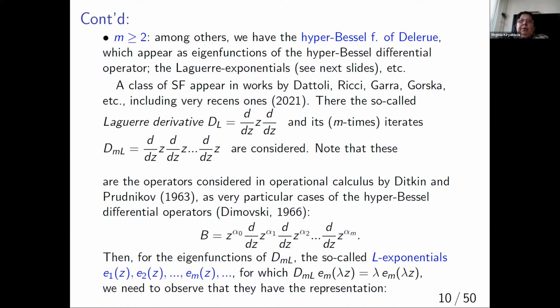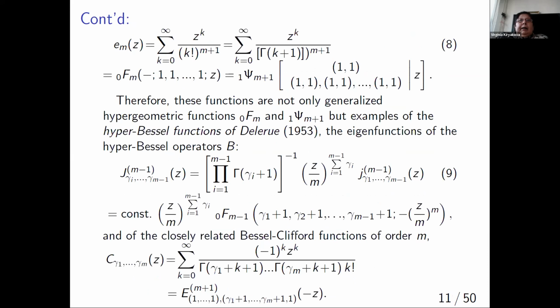So based on this, we can see that the eigenfunctions of the iterated Laguerre derivatives, E1, E2, Em, and so on, that satisfy the eigenvalue problem here, the last line, are nothing but Wright generalized hypergeometric functions with the index 1, m plus 1, or even the simple one.